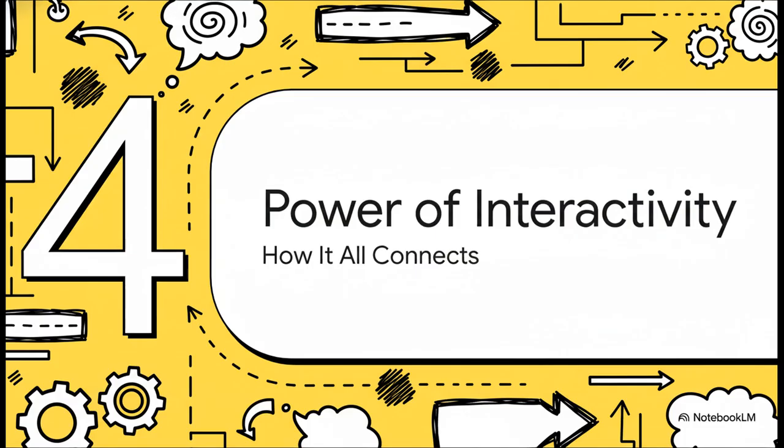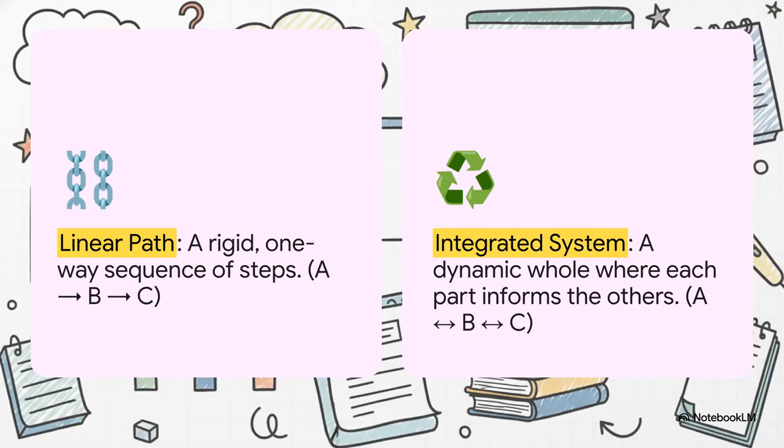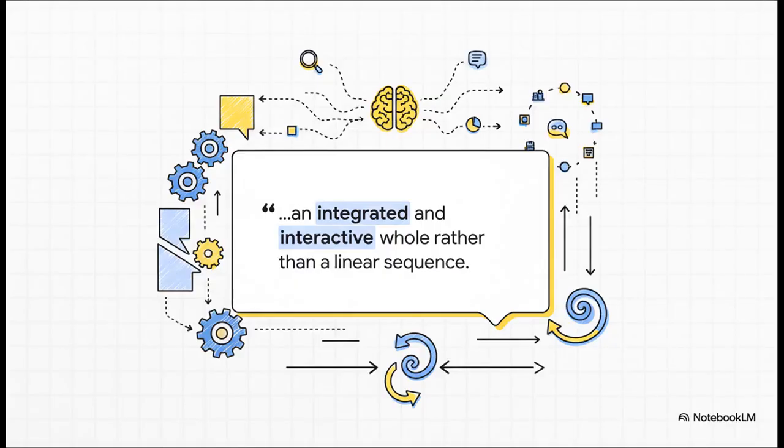Okay, so we have our 5 components, but here's the thing. The real magic isn't just in the components themselves, it's in how they talk to each other. This is where the whole model just comes alive. And this slide just illustrates that shift in thinking perfectly. On the left, you've got the old way, that rigid, one-way street. A, then B, then C. But on the right, now that's the model from our source, an integrated system where everything is connected with two-way arrows. Every part informs every other part. The source puts it so well. The goal is to build an integrated and interactive whole rather than a linear sequence. And what that really means is you're creating a design that's dynamic, it's responsive, it's not brittle and fixed.